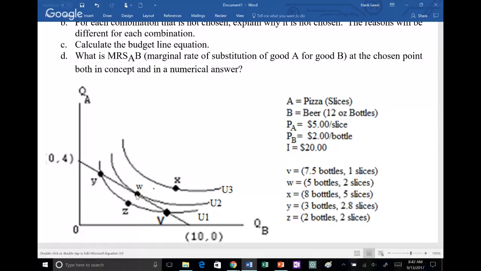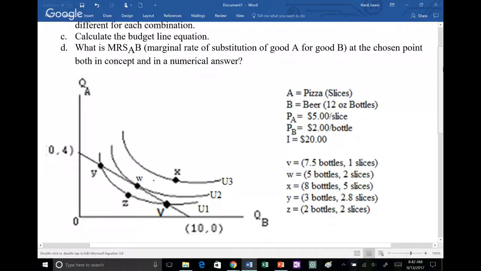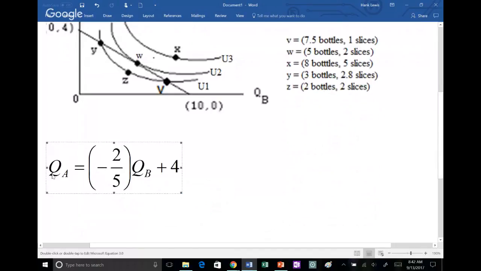At the chosen point, the marginal rate of substitution of product A in exchange for product B is the slope of the budget line. What's the numerical answer? Well, let's take a look at this. This is in slope-intercept format. Vertical variable equals slope times horizontal variable plus vertical intercept. So the slope is the coefficient on QB, and so that means the MRS of A for B is equal to negative 2/5. So let's go ahead and write this down.